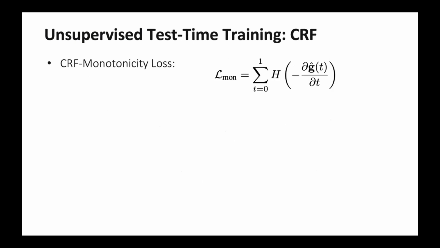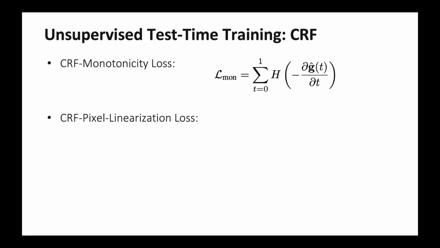After this supervised training, we move to unsupervised test time training, or this one can be done during the training, but also can be done during test time. In this case, we have the CRF monotonicity loss. Because we don't have the ground truth for the CRF now, we put a constraint that the gamma function has to be monotonically increasing, so the gamma function cannot go down at higher intensity.